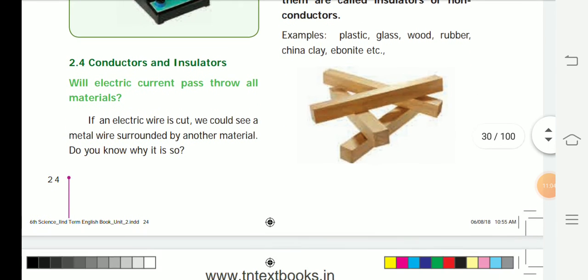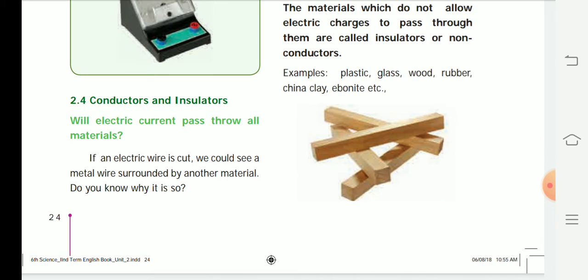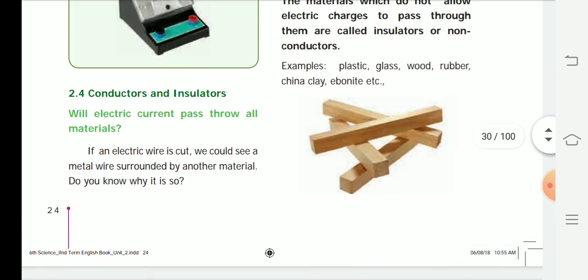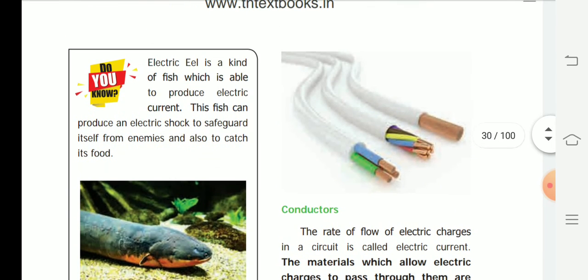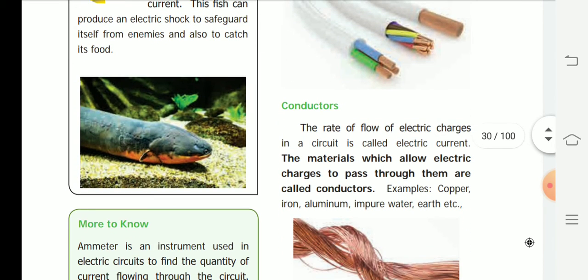2.4, conductors and insulators. Will electric current pass through all materials? No. If an electric wire is cut, we could see a metal wire surrounded by another material. Do you know why it is so? Because of conductors. The rate of flow of electric charges in a circuit is called electric current.